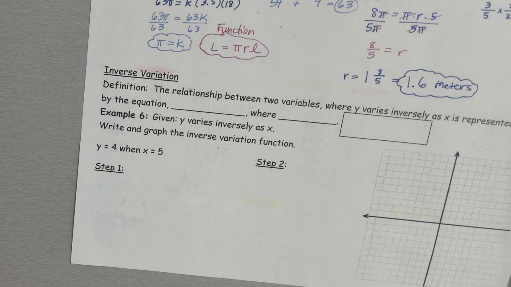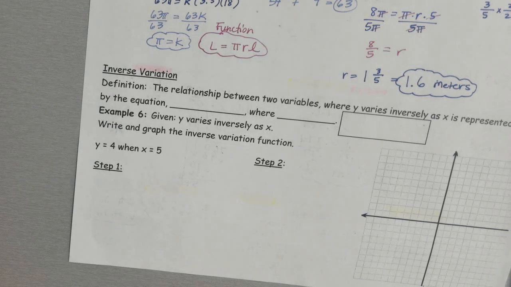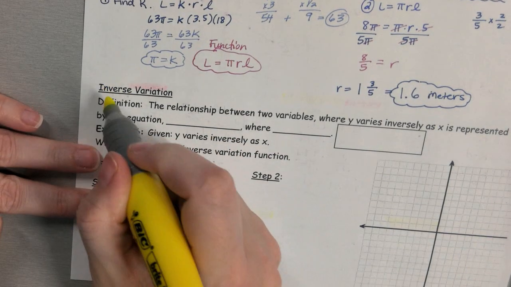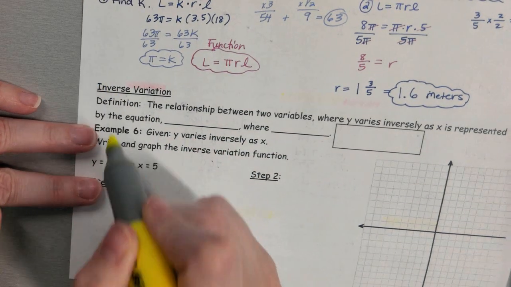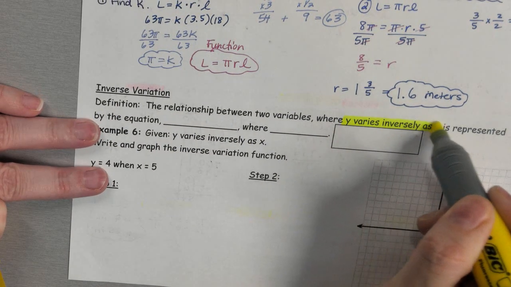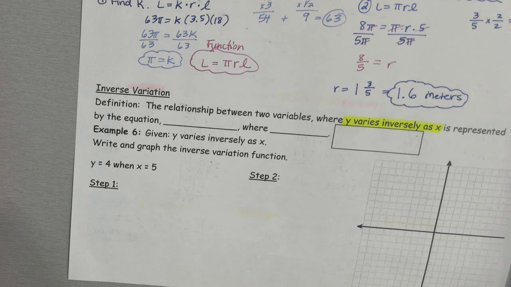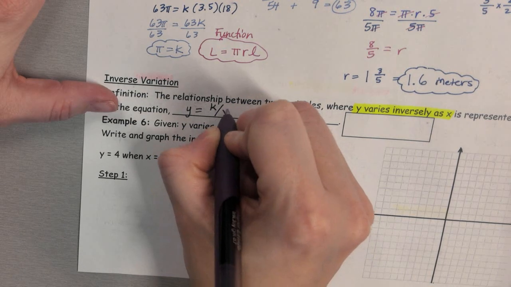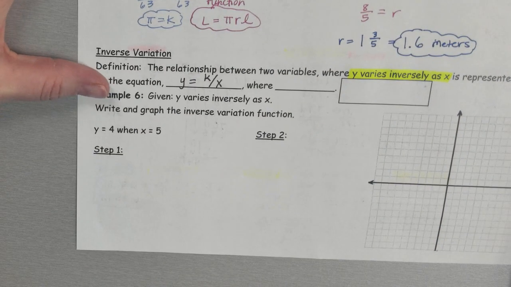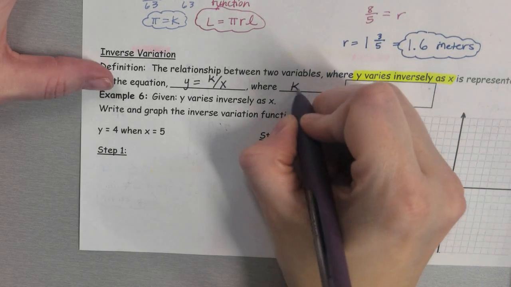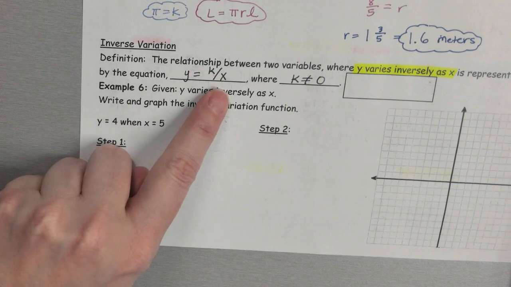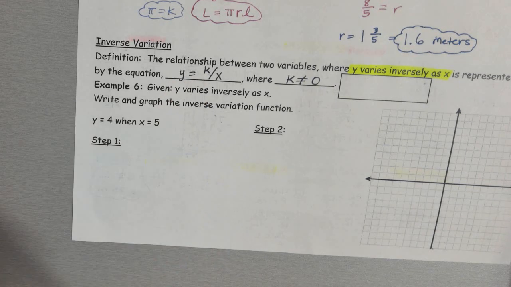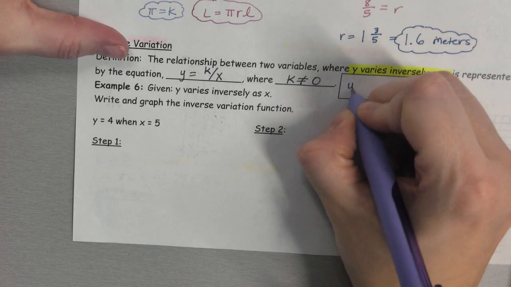All right, the last one we're going to do is inverse variation. Do you guys have any guesses on what the equation is going to look like? Okay, so inverse variation says y varies inversely as x. This is represented by the equation y equals k over x. And again, it always is going to stipulate that k cannot be 0. Because if it was, this would just be y equals 0. It would be a horizontal line, and you wouldn't have that variation. Okay? So this is called inverse variation.